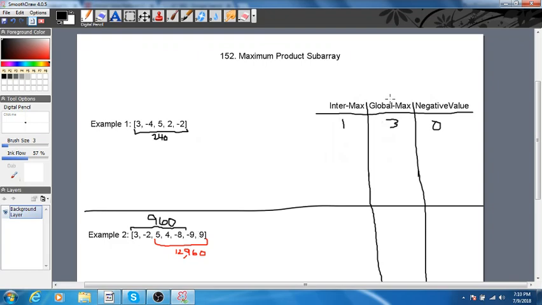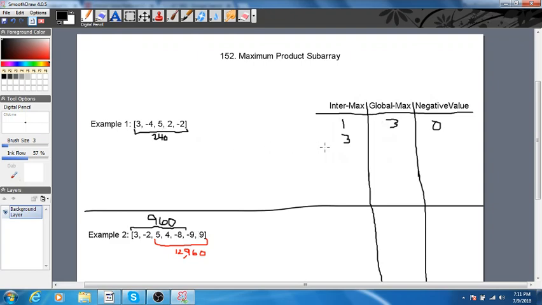The reason you keep your inner max at 1 is that whatever the next number is, you're going to multiply it by your inner max, so your inner max will become that number. So you multiply your inner max by the first number and get 3. Compare your inner max to your global max. Your global max isn't less than your inner max, so it stays the same. And you don't really have to look at the negative value yet.